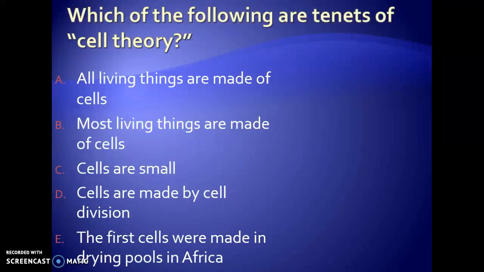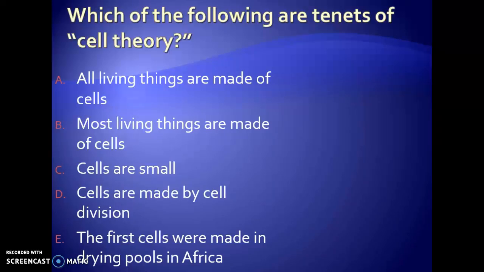We talked a little bit about the types of theories that are within science, and one of them is cell theory. So which of the following are tenets of cell theory? All living things are made of cells. Most living things are made of cells. Cells are small. Cells are made by cell division. First cells were made in drying pools in Africa.